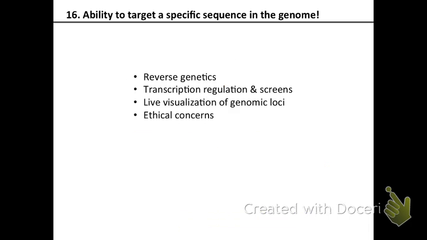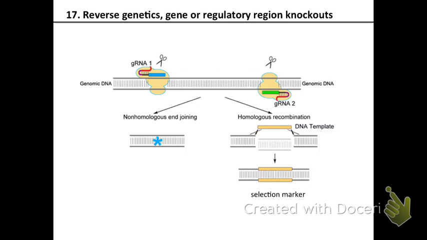All right, so let's now talk about some of the things you can do using genome editing. We briefly talked about reverse genetics. We're going to talk about some systems people have designed to target, activate genes or repress genes. And you can use these type of things in high throughput sequencing. You can use this technology for live visualization and some ethical concerns as well.